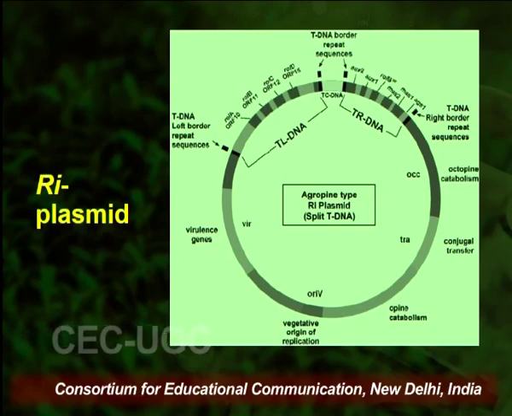Now, if you look at the structure of the RI plasmid, this tDNA has two flanks or zones. One is the left flank, which we call TL-DNA, and the second is TR-DNA. In the center is a small fragment of tDNA. This small fragment is replaced by the desirable gene which we want to introduce into the plant genome.